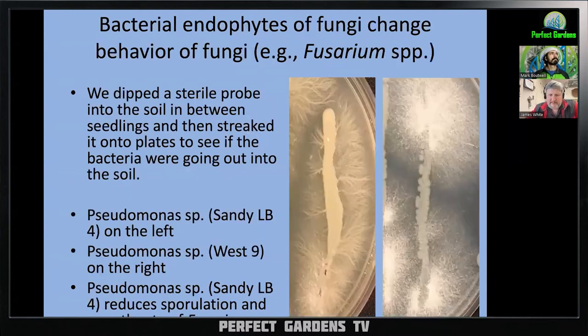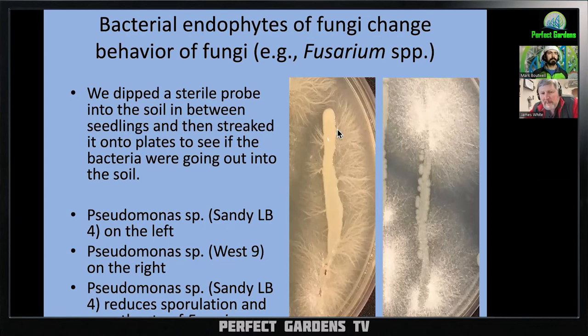An example, it's kind of interesting here. This shows a pseudomonad bacterium and a Fusarium. Fusarium, you know, is a disease agent and can cause damping off and lots of other diseases, kill plant tissues. Just to the right here, you can see Fusarium with the bacterium in the middle. It looks like the Fusarium just grew over it. And you see there's lots of white mycelium there, aerial mycelium. If you looked at the fungus, you would see it's making a lot of spores.